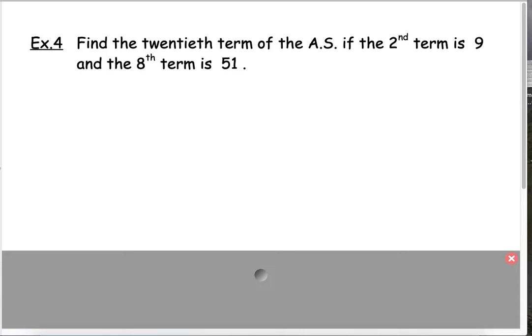Okay, find the 20th term of the arithmetic sequence if the second term is 9 and the 8th term is 51. So once again, you can set it up. Since they're not that far apart, I'm just going to use some blanks: a sub 1, 2, 3, 4, 5, 6, 7, 8. This is a sub 8. This is a sub 2. And they gave us those values. A sub 2 is 9, and the 8th term was 51. It's an arithmetic sequence. We want to find a sub 20, which is way over here.